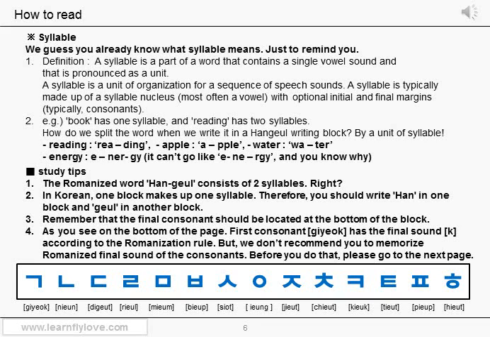Remember that the final consonant should be located at the bottom of the block. You might wonder how the consonants are pronounced when they are used as the final in the block. Some of the websites might tell you that you should memorize the romanized Korean alphabet. As you see on the bottom of the page, the first consonant kiok has the final consonant K according to the romanization rule. But we don't recommend you memorize the romanized final sound of the consonants. There is a reason, so before you start memorizing them, please go to the next page.